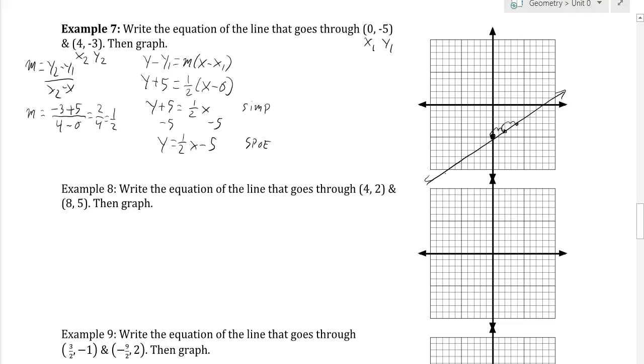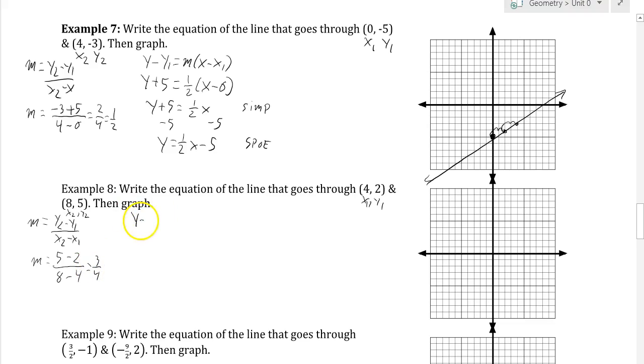Write the equation of the line that goes through 4, 2 and 8, 5. So we're going to do the same thing. y2 minus y1 over x2 minus x1. Our points come in xy pairs, so x1, y1, x2, y2. So our slope is y2, 5 minus y1, 2 over x2, 8 minus x1, 4, which is 3/4.